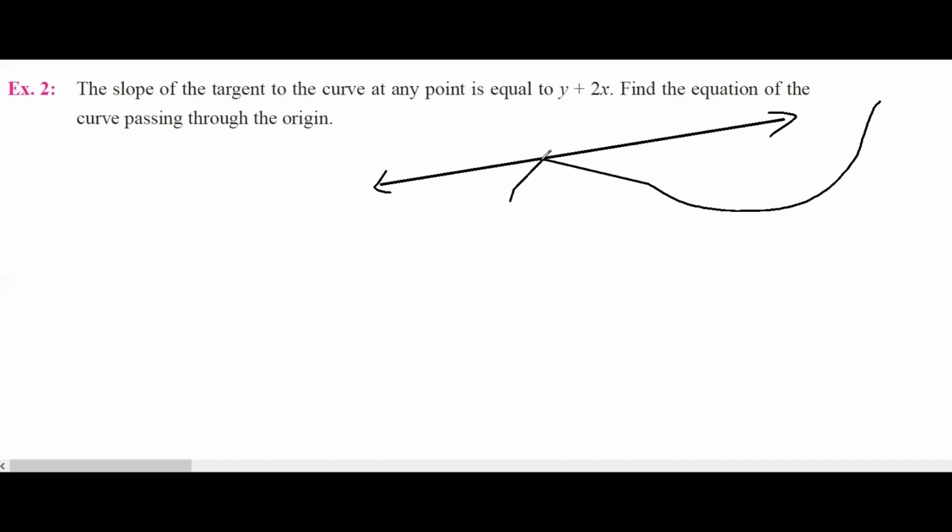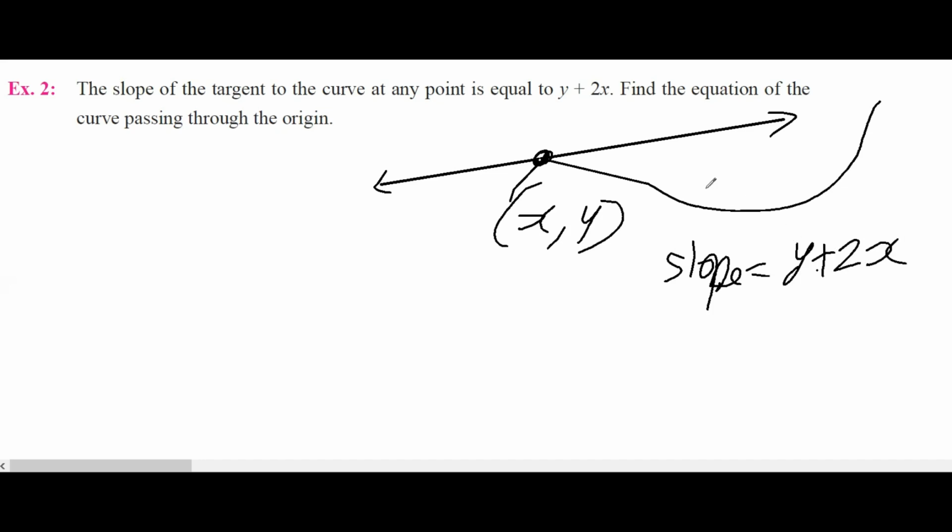Now this tangent, say the point of contact of this tangent and this curve is, say, x and y. So what is it saying? It's saying that the slope of the tangent to the curve at any point is equal to y plus 2x. Okay, the slope will be y plus 2x. That's what it is saying.